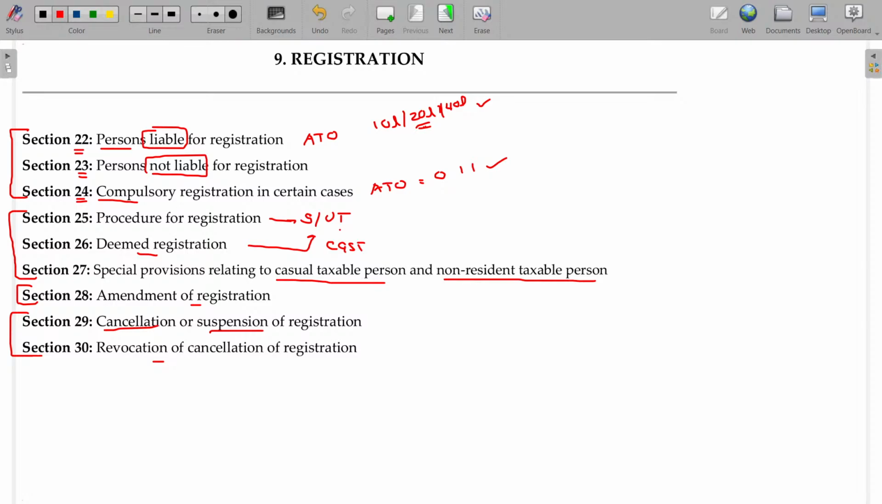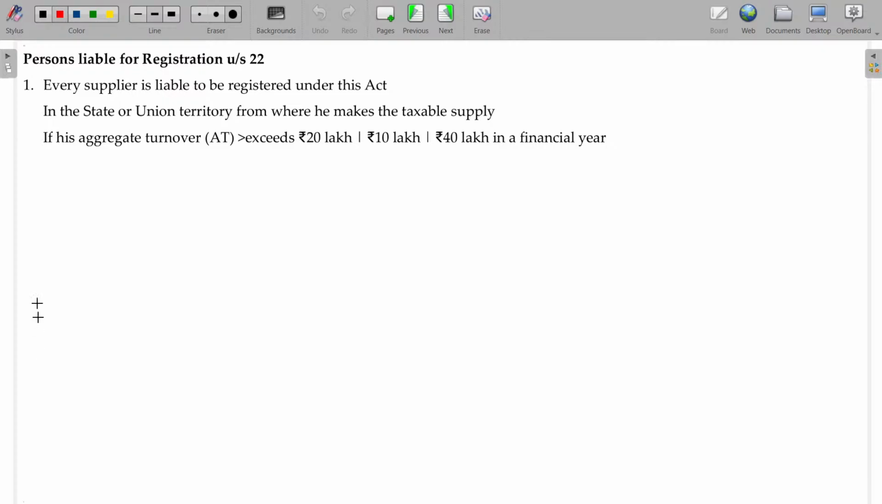So these are the 9 sections we have to study. 3 for the persons liable for registration, another 3 for the procedure. 28 is the amendment, and 29 and 30 being the cancellation as well as revocation of cancellation. Right. Now, persons liable for registration, under section 22.